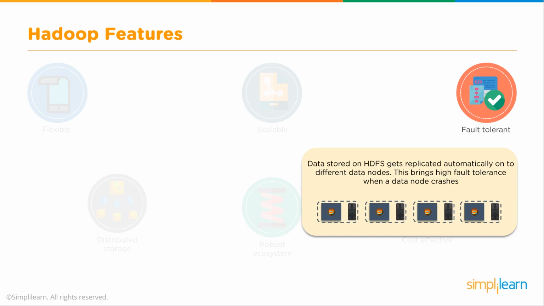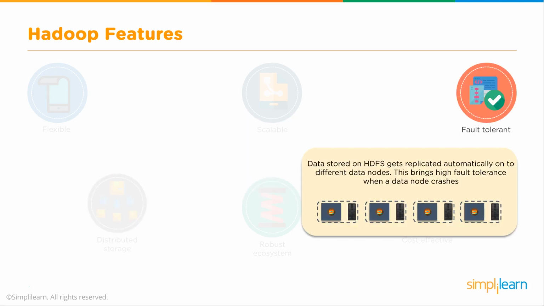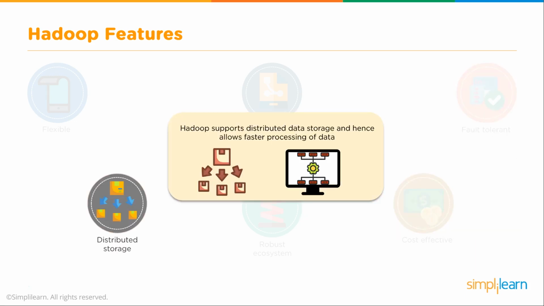One of them goes down and the data is replicated. And it's distributed storage. We just talked about that. That goes right along with the fault tolerance. It's distributed across multiple computers. So Hadoop supports distributed data storage and hence allows faster processing of data. And there's a couple little things you need to know about this, which when we dig deeper into MapReduce in just a moment, we'll talk a little bit about the faster processing, what the limitations are, and what is coming up in the new market.